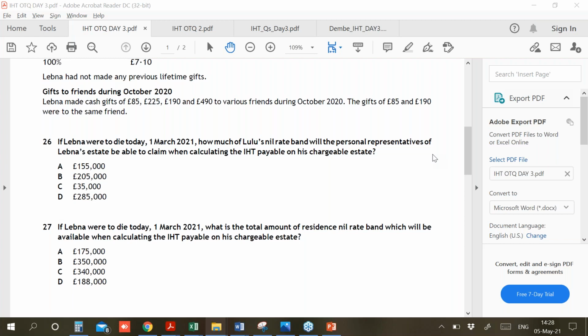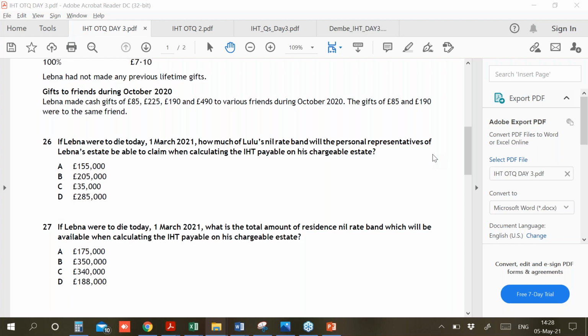The answer is yes. Even if out of two spouses, one died after 2017, regardless of when the first spouse's death happened, before or after 2017, they will be able to claim the RNRB of themselves as well as their spouse. So the answer is yes, guys. Only one death needs to have happened after 2017 in order to claim the RNRB for both. So do not get confused.